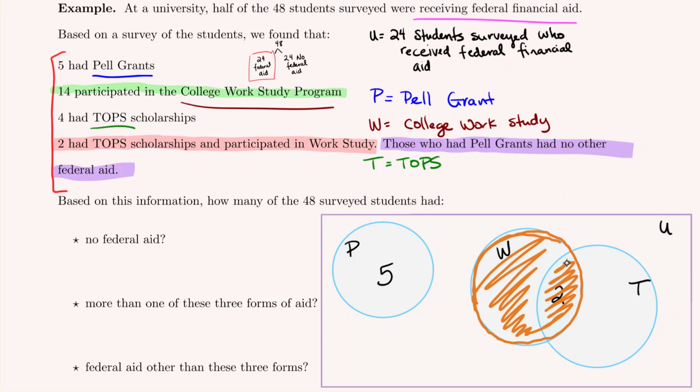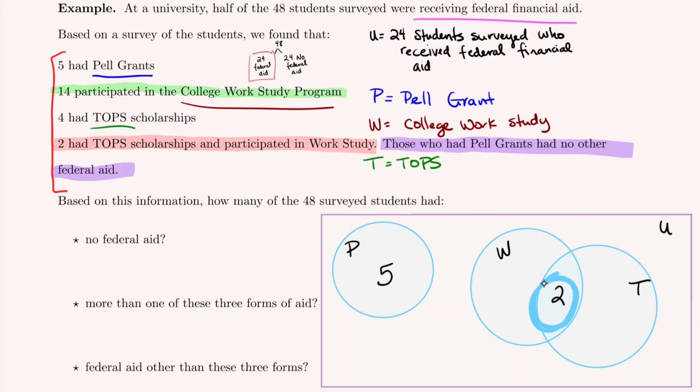Now, the entire circle accounts for 14 students because we know in all 14 students have the college work study. However, we've already accounted for 2 of the students, the 2 students who have both work study and TOPS. So if there's 14 overall and we've already accounted for 2, how many students belong in this section that is work study alone? 14 minus 2 should give us 12, which are work study only. So I should list out 12 students here.